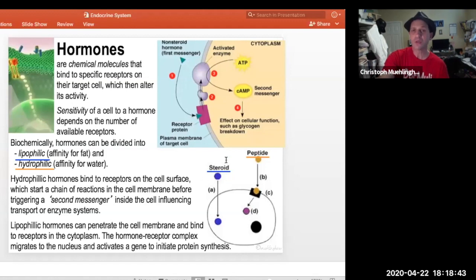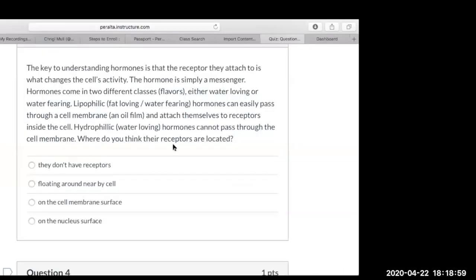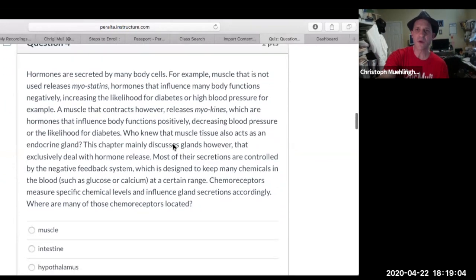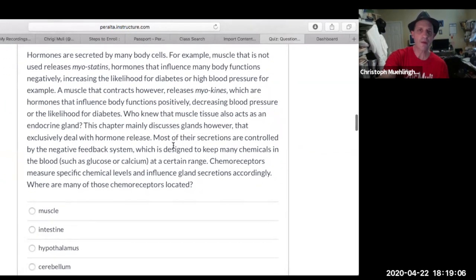Fat-based hormones, the steroids, are fat-based. They can go straight through because the cell membrane, remember, is a phospholipid bilayer, and that's basically an oil film if you're thinking about it. So oil stuff can go through, watery stuff cannot go through. If you understand that hydrophilic concept, you got a lot done in the body. That's a very, very rudimentary concept.